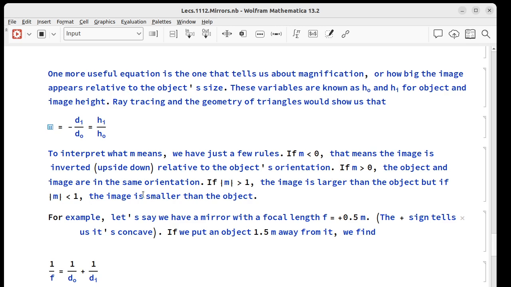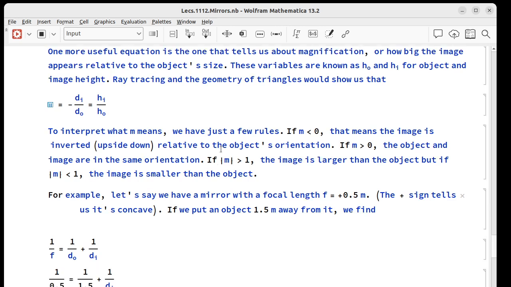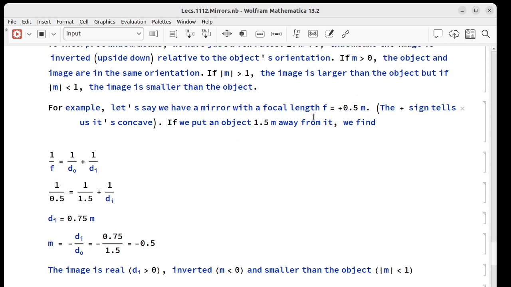So we can put in some numbers and see what we get. Let's say we have a mirror with a focal length f of 0.5 meters, and it's positive.